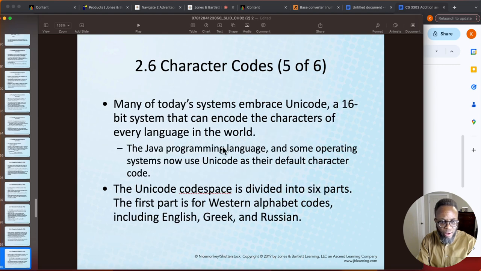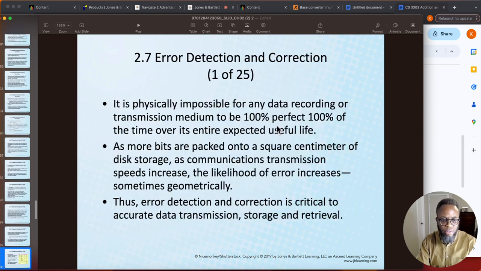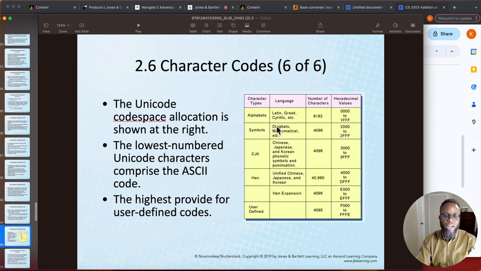Let me see here. So the Java programming language uses Unicode. Unicode code space is divided into 6 parts. That one you can learn in the textbook. Nothing for us to cover here, but again, most systems today embrace Unicode, which is a 16-bit system that can encode any character, every language in the world. So that's what's so cool about Unicode. So not ASCII. ASCII cannot encode certain characters. Okay, Unicode is what a lot of computers use today to encode all the characters in all languages in the world.